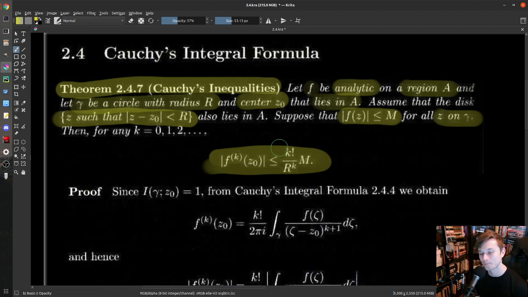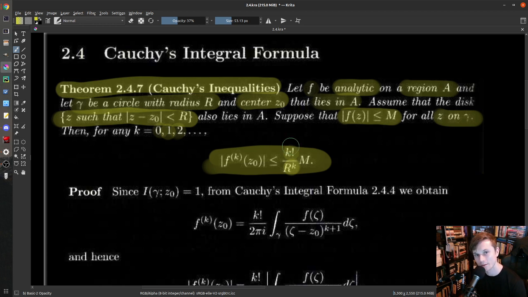That is, holomorphic functions are, so the fact that you have f bounded by M right here, if you put in the 0, then you'll just get 1 over r to the 0, so it's 1 times M. You just recover this statement. But if you put in 1, 2, and so on, right? This is saying that the derivatives can't get big too quickly, right?